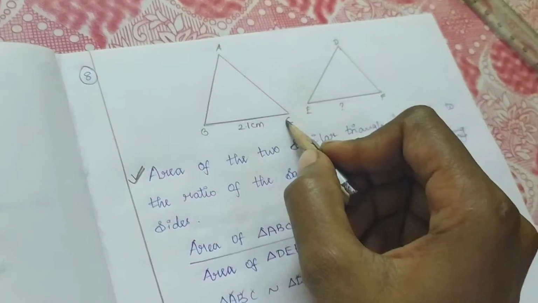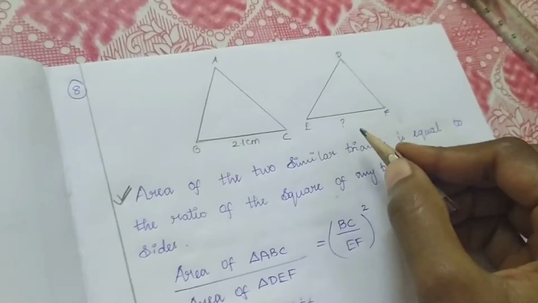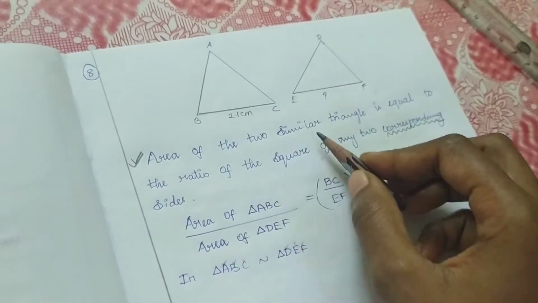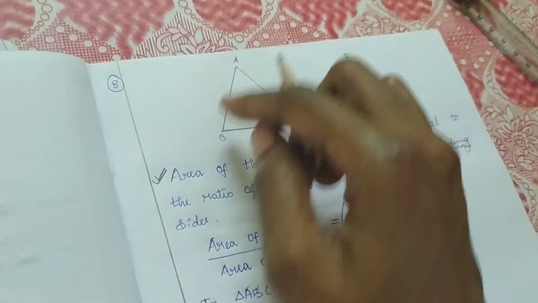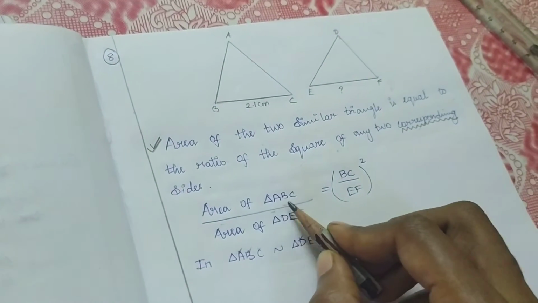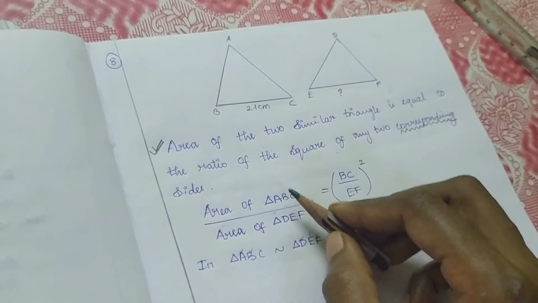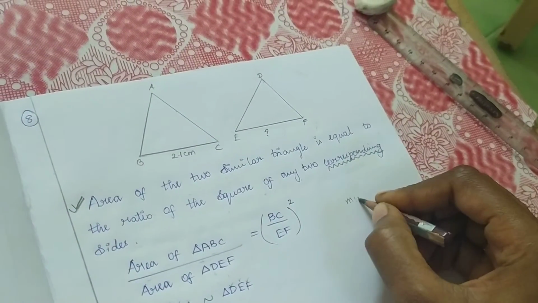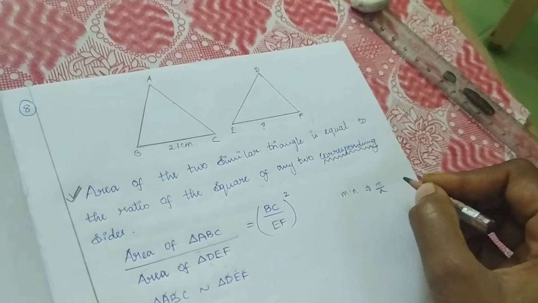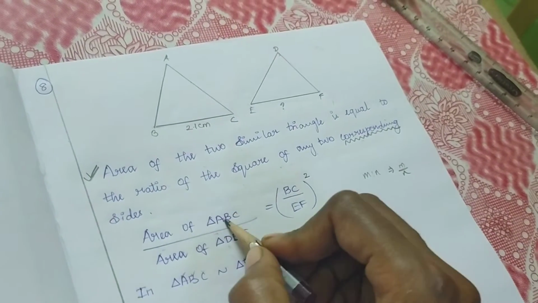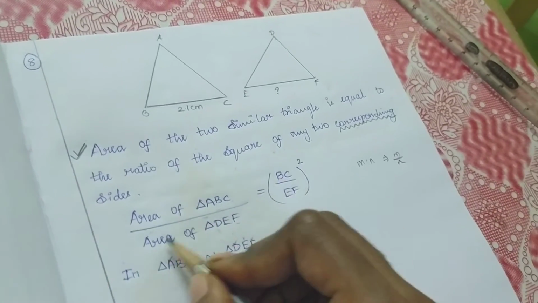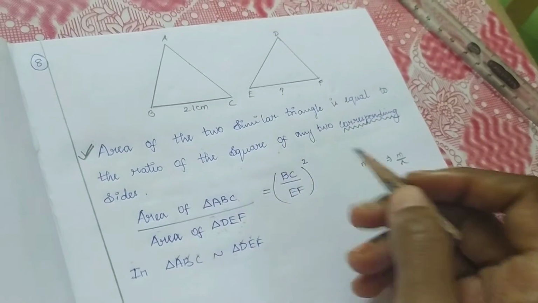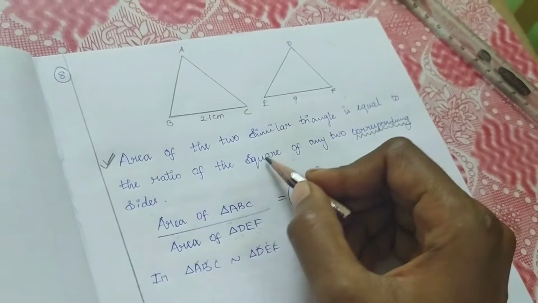So what they mentioned: BC is 2.1 centimeter, and you are going to find EF. Okay. So for the area of the two triangles, ABC and DEF, we write the ratio. M is to N means how can we write? M by N, right? So the ratio is area of triangle ABC divided by area of triangle DEF, equal to the square of the corresponding sides.